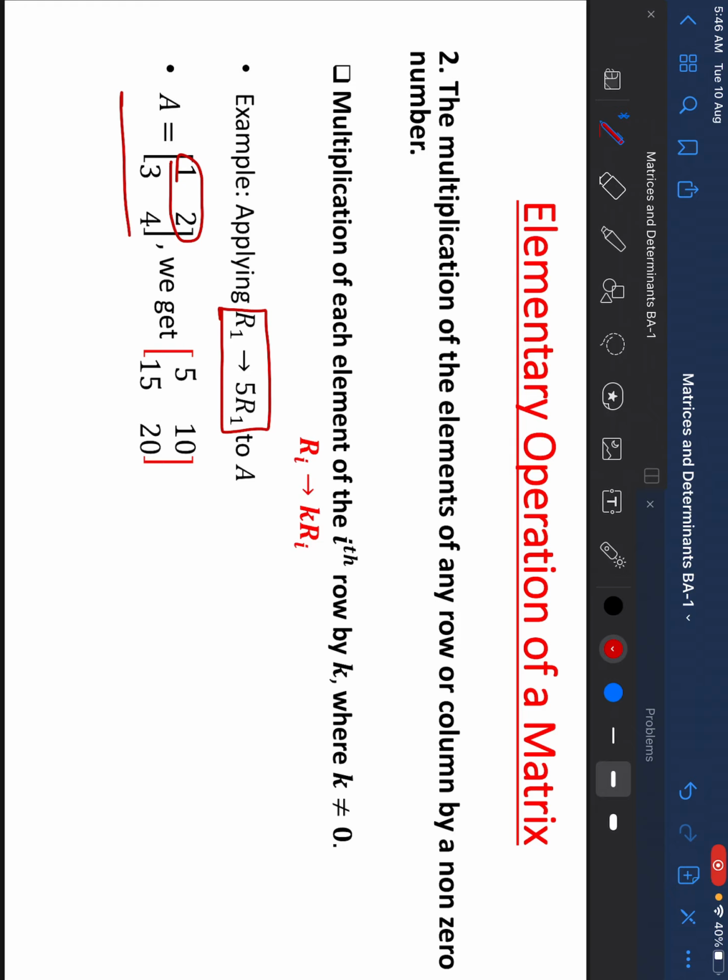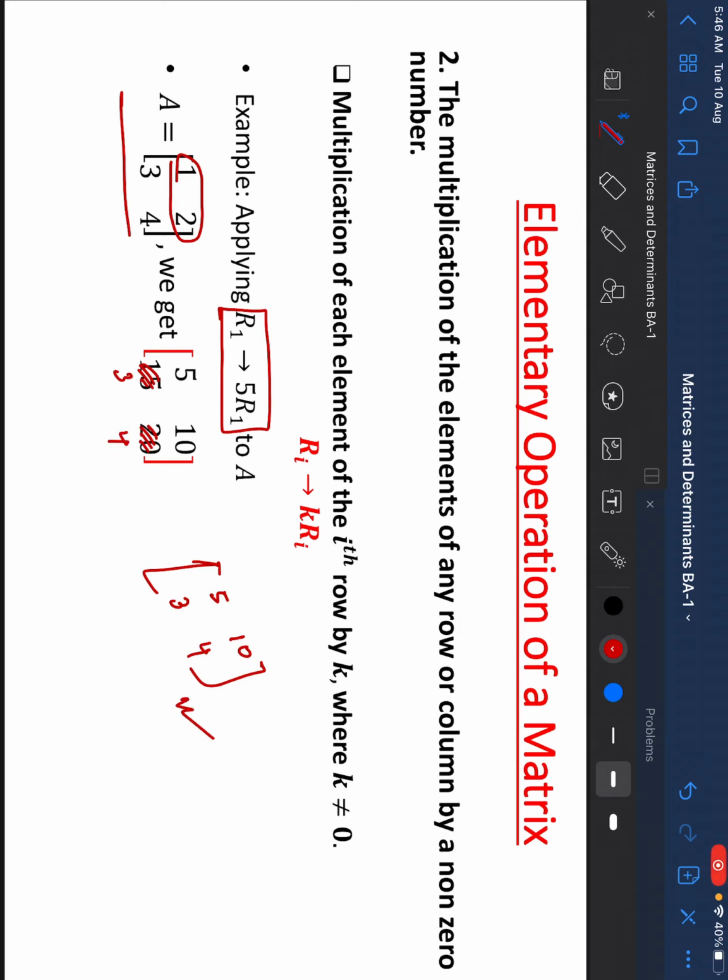Okay, I made a mistake in here. It won't be 15 and 20. So here it will be 5 and 10, by multiplying the elements of R1 with 5, and here it will be 3 and 4. This will be your matrix. So this is how we get the second operation.